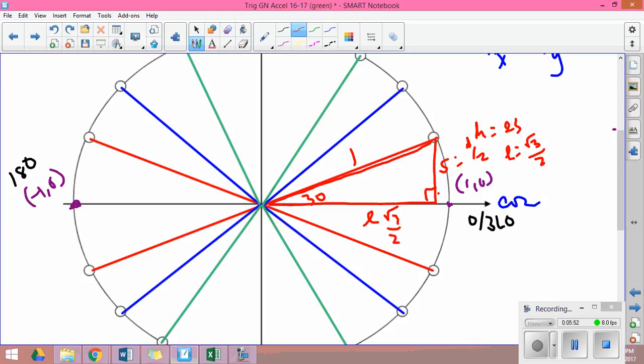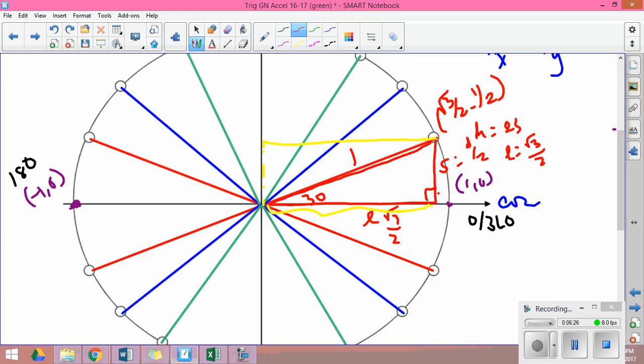Those are the lengths of those sides, and if you combine that with how you move on a coordinate system, I'm going to go over this x value, which is the square root of 3 over 2, and I'm going to go up this y value, which happens to be 1/2. And so we get the ordered pair square root of 3 over 2, 1/2.